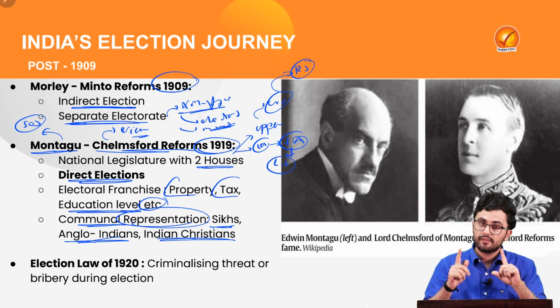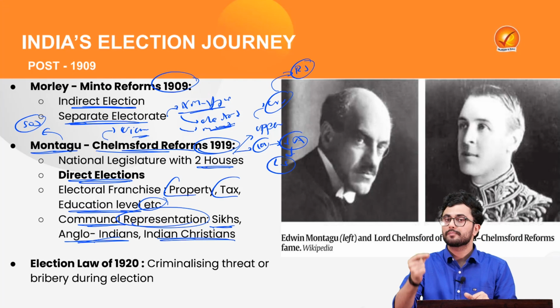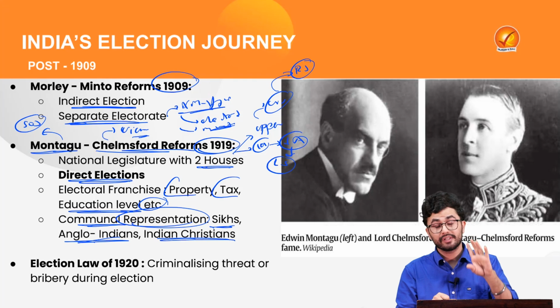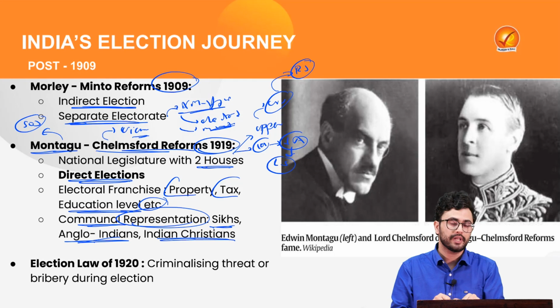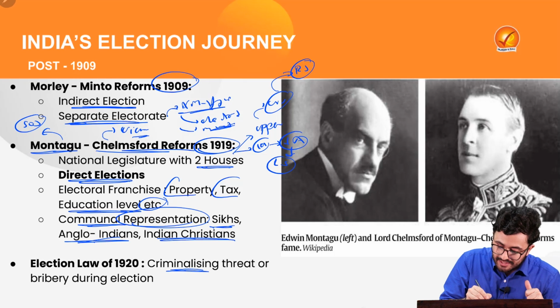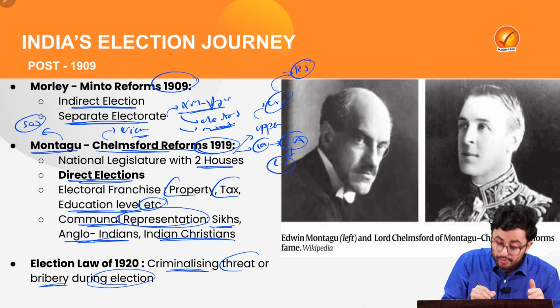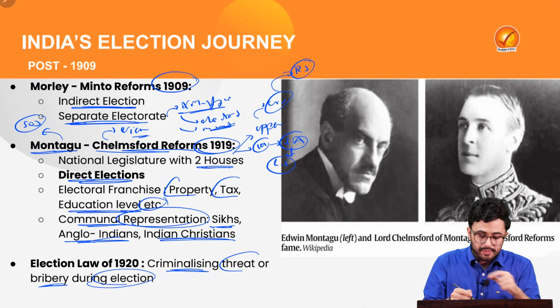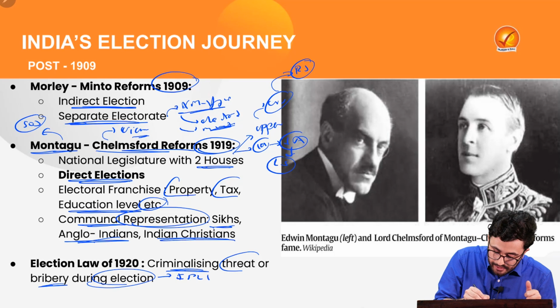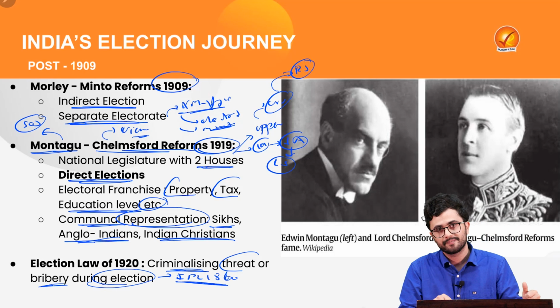Then finally, there was an election law made in the year 1920, when the first elections actually took place, which provided for the criminalization of threat or bribery during the election, which has been incorporated in the Indian Penal Code of 1860 and still applies.